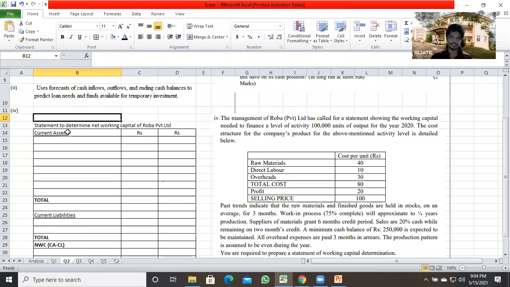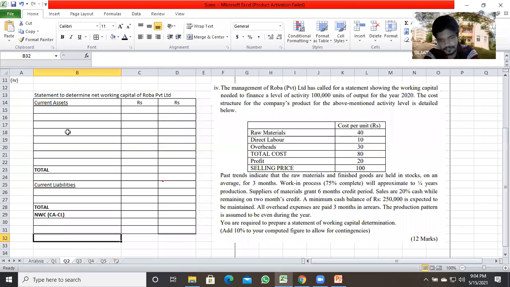Okay. The management of Roba Limited. Okay, let's have a read. The management of Roba Limited has called for a statement showing the working capital needed to finance a level of activity of 100,000 units of output for the year 2020. The cost structure for the company's product for the above mentioned activity level. That means normally they are producing 100,000 units.